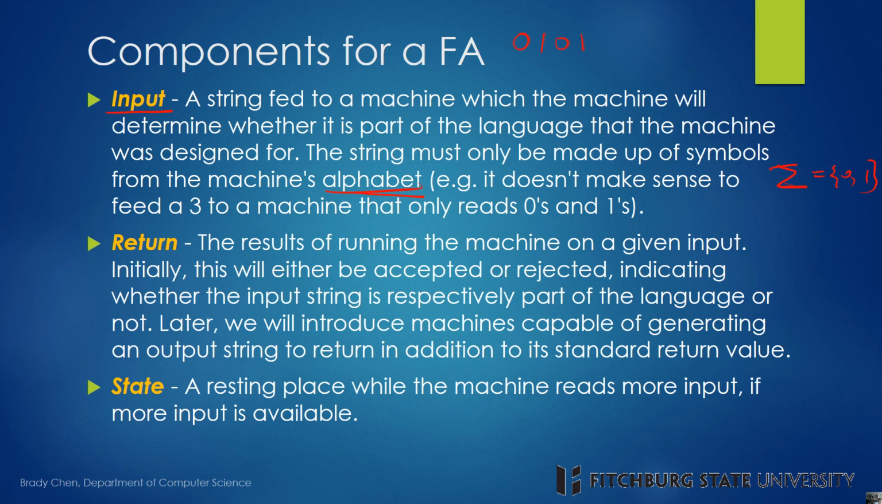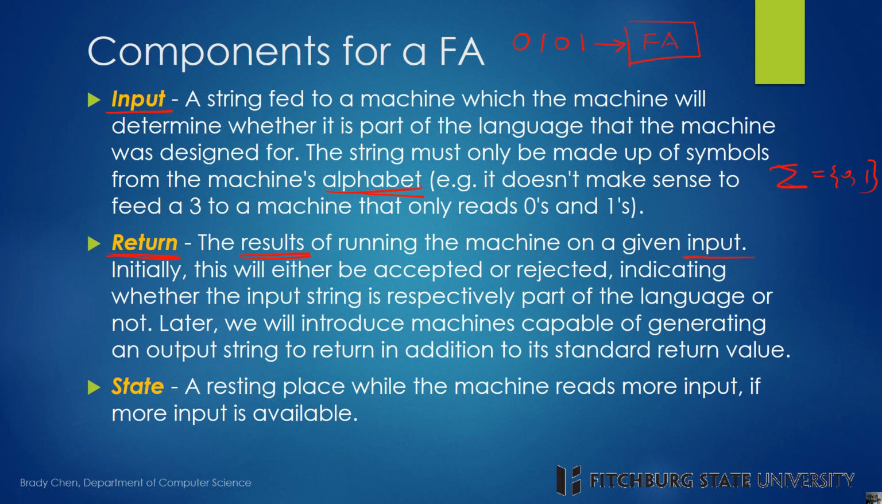Now the second component is called the return. Once the input is fed to the finite automata, it can move from one state to the other and eventually reach the final state. Now, if the final state is accepting the input, then you're going to return accept, or you're going to reject. So the result of running the machine on a given input is called a return.